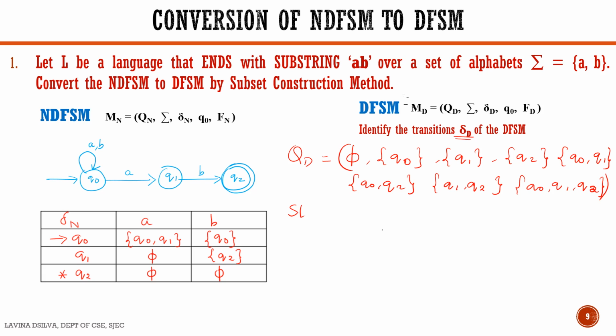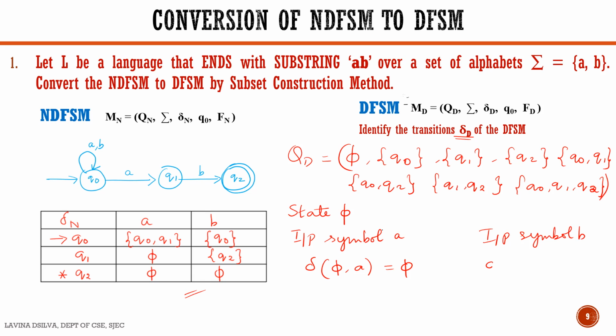So for state phi, that is the empty state, when it receives input symbol A, delta phi on receiving A, we do not have any configurations which are listed out, therefore it is the empty state itself. And input symbol B, again, we do not have any configurations which are defined, therefore it will be phi, or an empty dead configuration, or empty set.